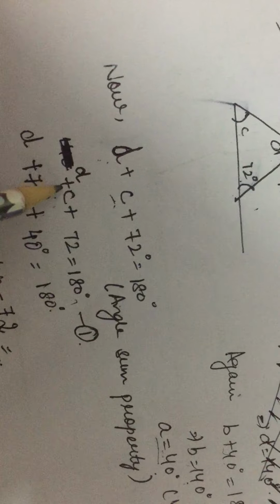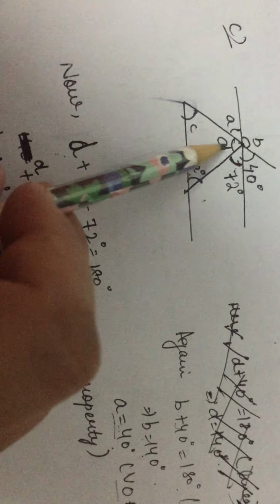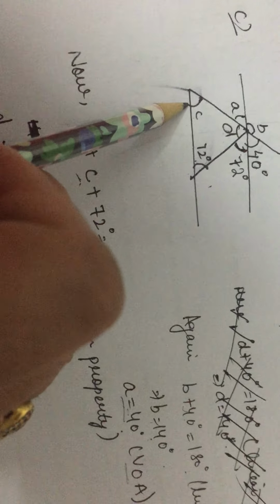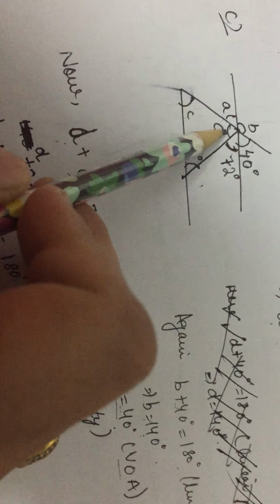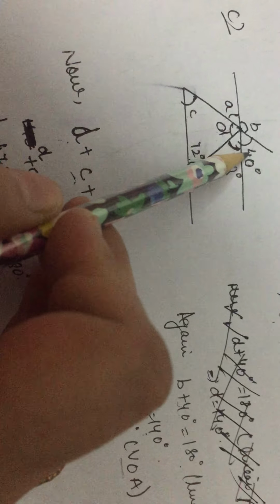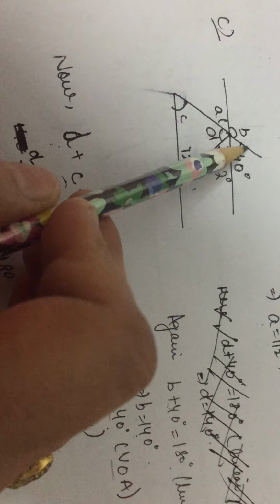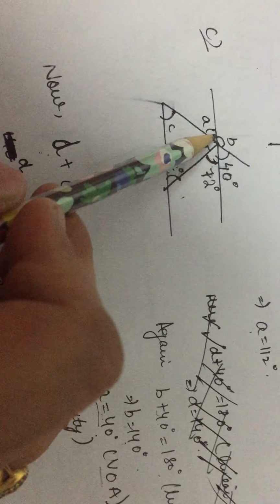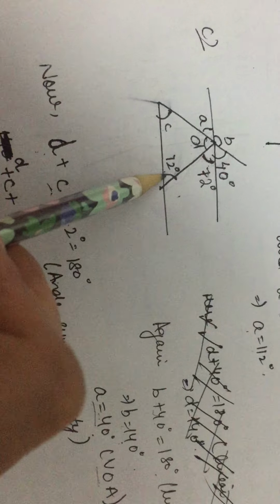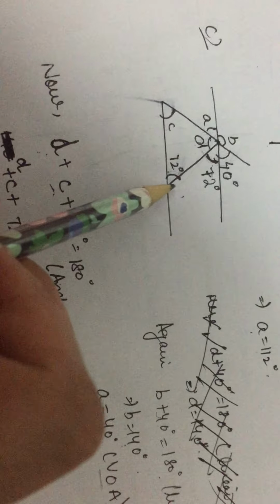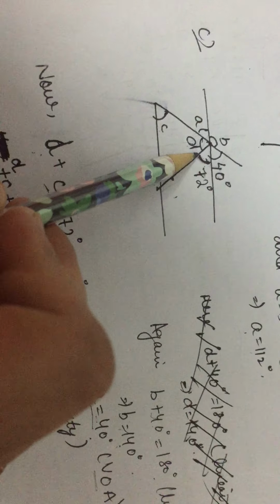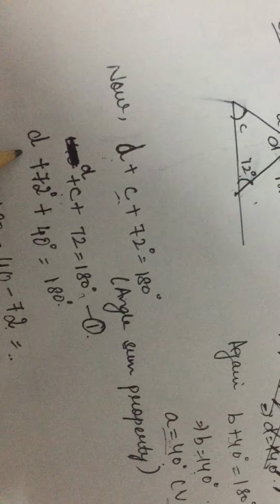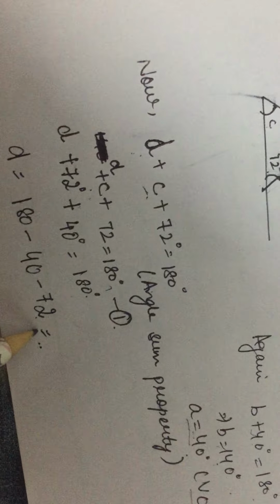Next, now we know D. If I want to find this angle D and C, how will I do? This is a straight line. Sum of these angles must be equal to 180. Now this angle is not given to you in the question. I have found it like this. This is forming a Z. So this angle must be equal to this angle, alternate angles. So this angle is 72 degree. Now D plus 72 plus 40 will be equals to 180 degree. So from here you will calculate D.